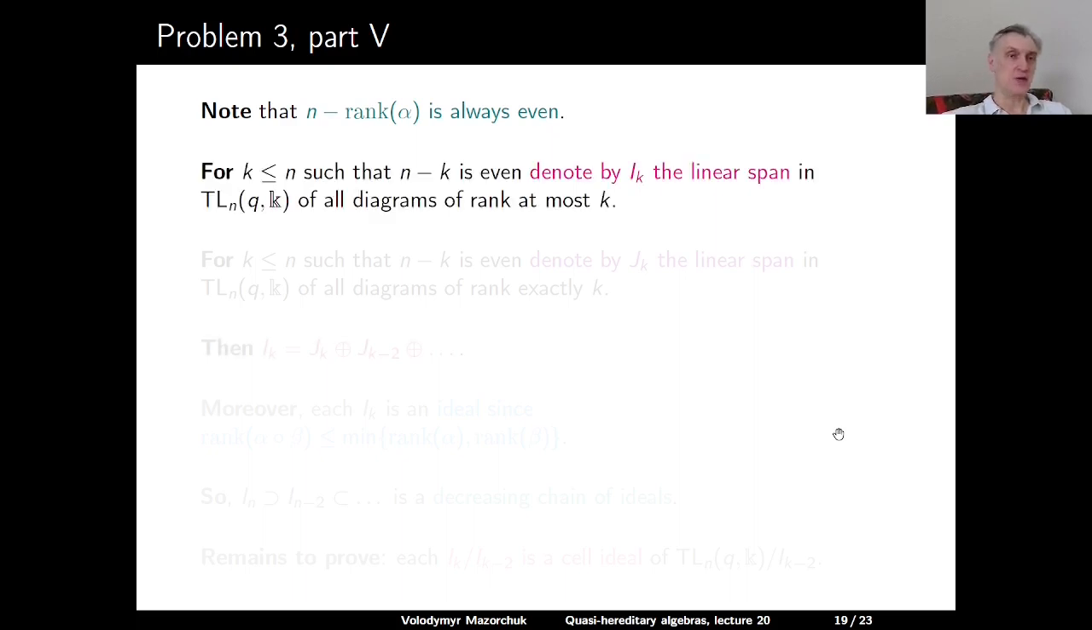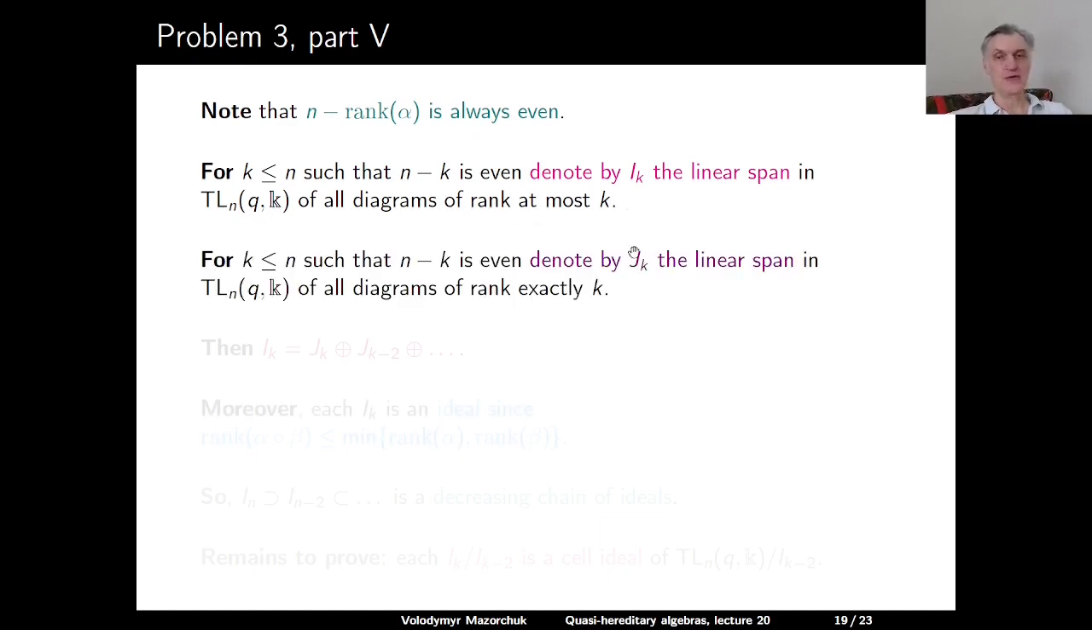Okay, so now if k is a non-negative integer which is less than or equal to n, of the same parity as n, let us denote by I sub k the linear span in the temporal Lieb algebra of all diagrams of rank at most k. And also we denote by J sub k the linear span of all diagrams of rank exactly k.